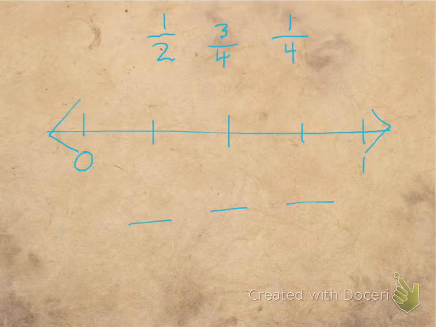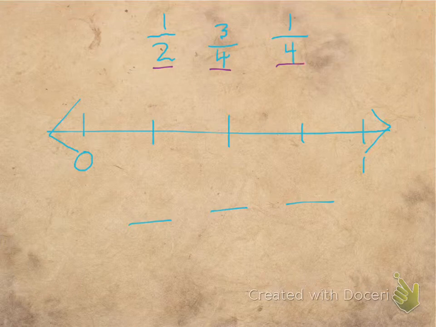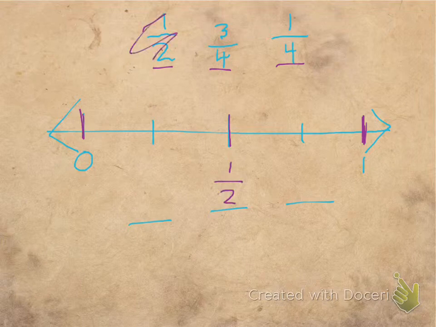Number 6 says place the fractions on the number line. So we have 1/2, 3/4, and 1/4. So here's 0, and here's 1. If we want to cut it right in half, we would cut it right in the middle, which is right here. So here is 1/2.